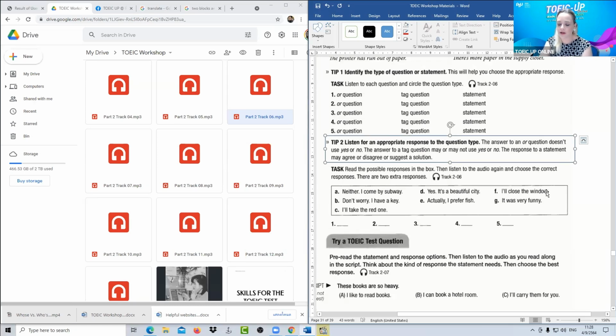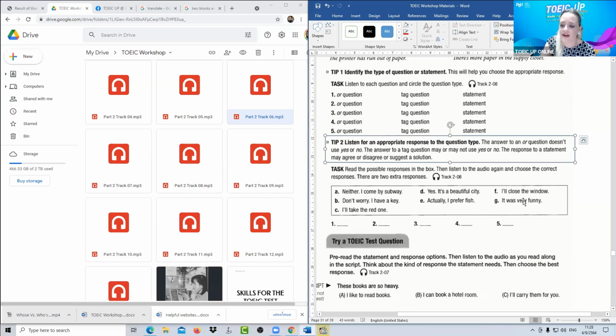I'll close the window. Can be either a tag question or a statement. For example, what happens if I said, it's cold in here, isn't it? And the person would say, I'll close the window. Or a statement could be, it's so cold in here. And the person will say, I'll close the window. Okay, so this can be either a tag or a statement.